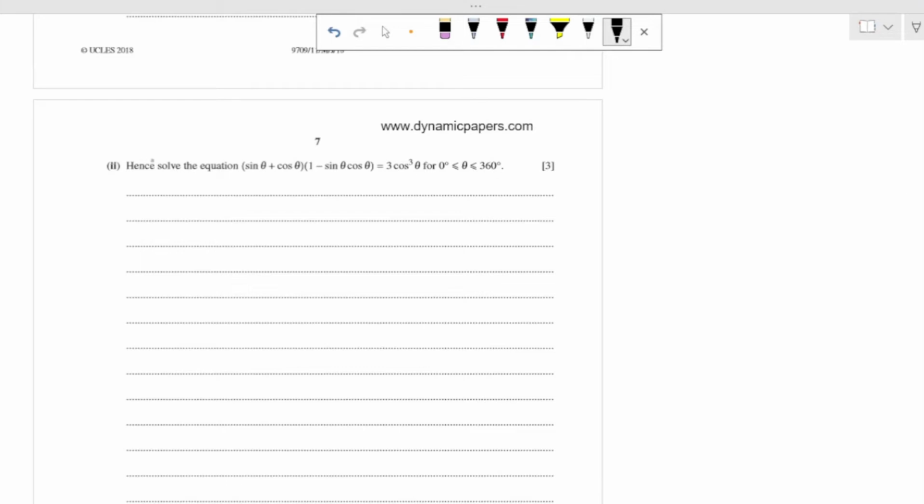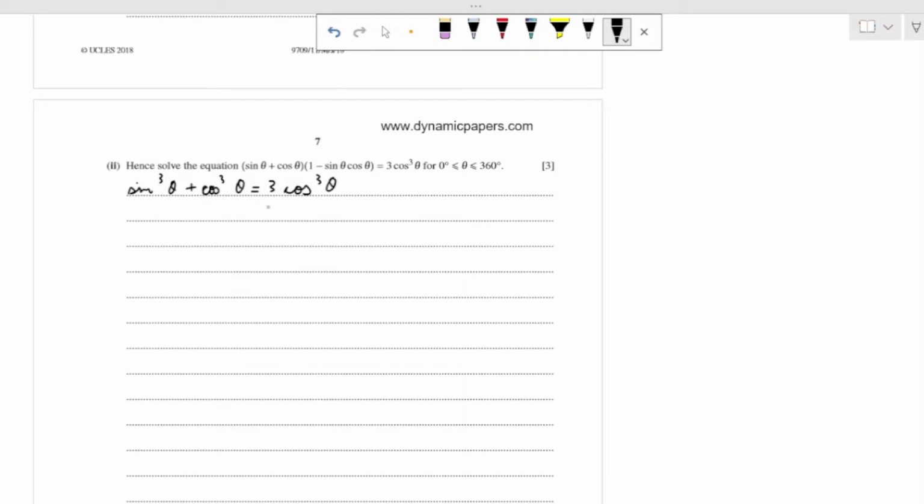Now in part 2, they ask us, hence solve the equation sine theta plus cos theta and the rest of the terms is equal to 3 cos cube theta. Remember that this question is related to the previous question. You are not just going to directly open the brackets and solve for this. We have just figured out that this whole long term equals sine cubed theta plus cos cube theta. So this whole term is now equal to this, as previously said in the question. And we'll get 3 cos cube theta over here.